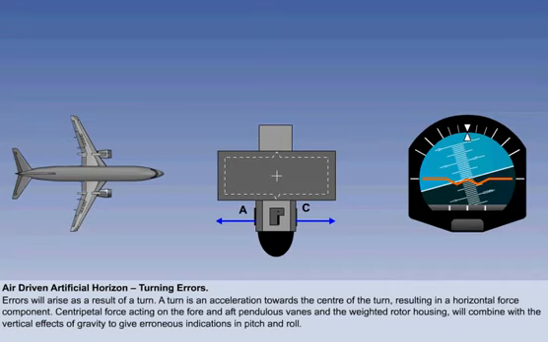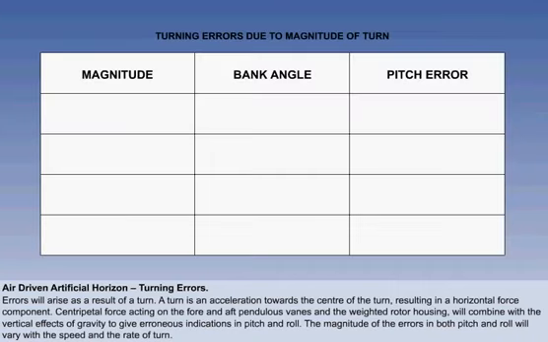The magnitude of the errors in both pitch and roll will be complex and will vary with the speed and the rate of turn. For a chosen speed and rate of turn, it is possible to compensate for these errors by tilting the top of the rotor axis slightly forward and slightly to the left. However, if we consider an uncorrected classic gyro, that is, an air-driven gyro rotating anti-clockwise when viewed from above, the following errors will occur.